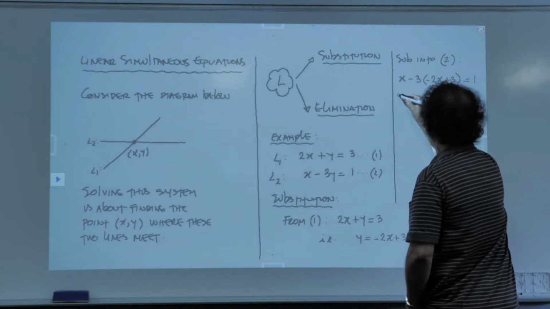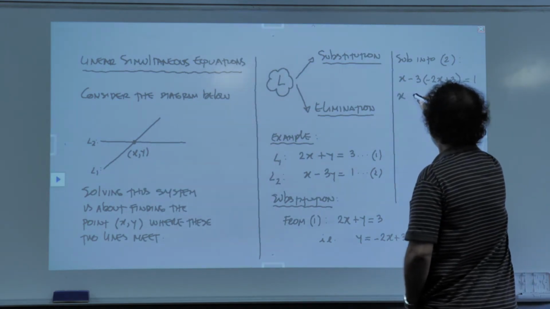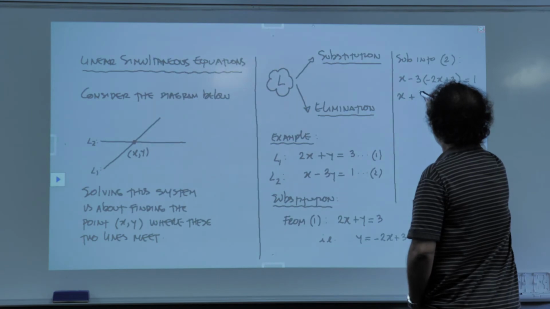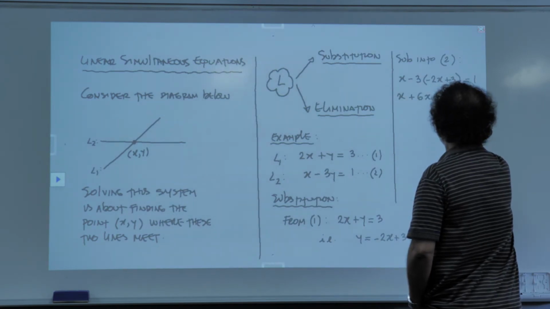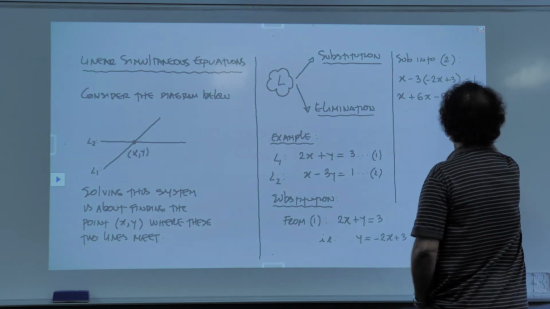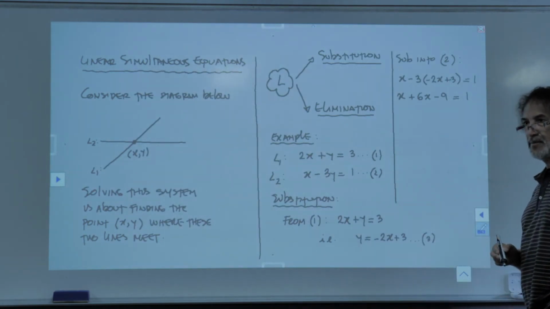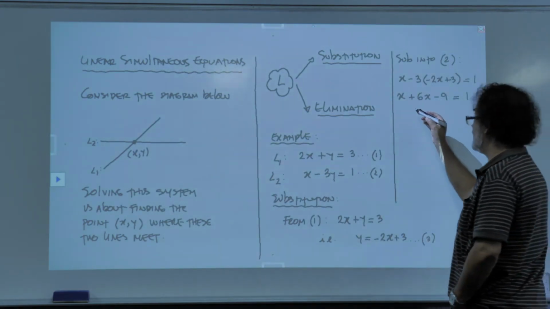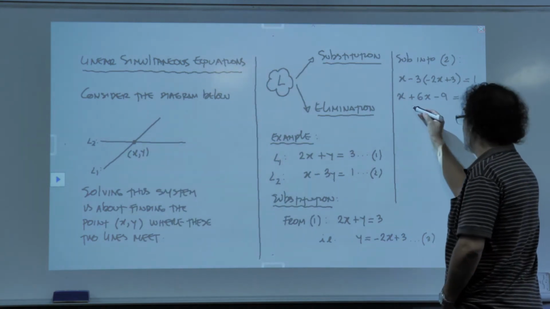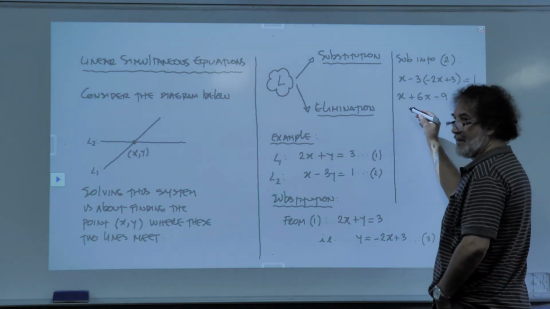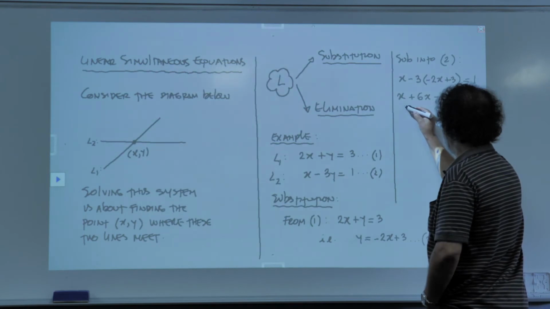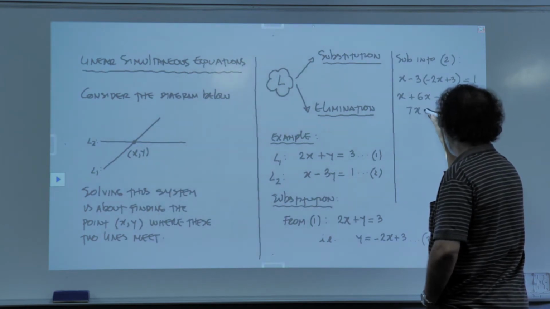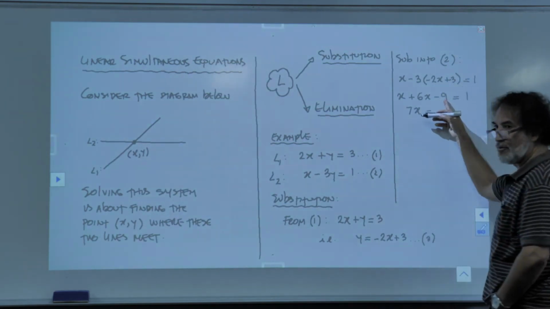And then we're going to have x plus 6x minus 9 is equal to positive 1, right? And then we solve it. So you tell me what comes next. Add 9. So we're going to have 7x first is equal to, and then we're going to move this.